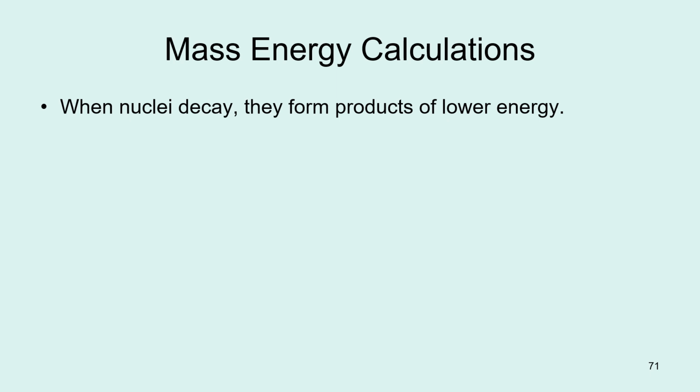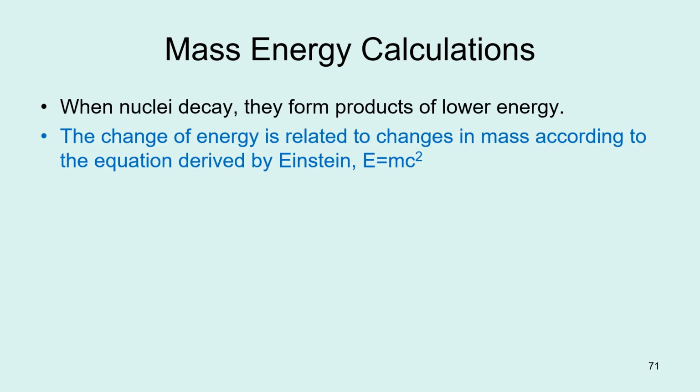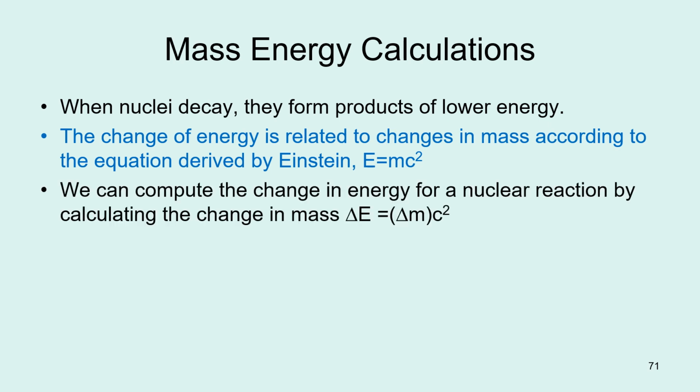But we know that when a nucleus of some kind decays, it goes down in energy. That's kind of the whole purpose: it's unstable, it gives off that energy, and it goes to a lower energy. So it's decreasing, giving off this energy. That energy change is related to changes in mass, according to E equals mc squared. So c is the speed of light, E is energy, and m, of course, is mass.